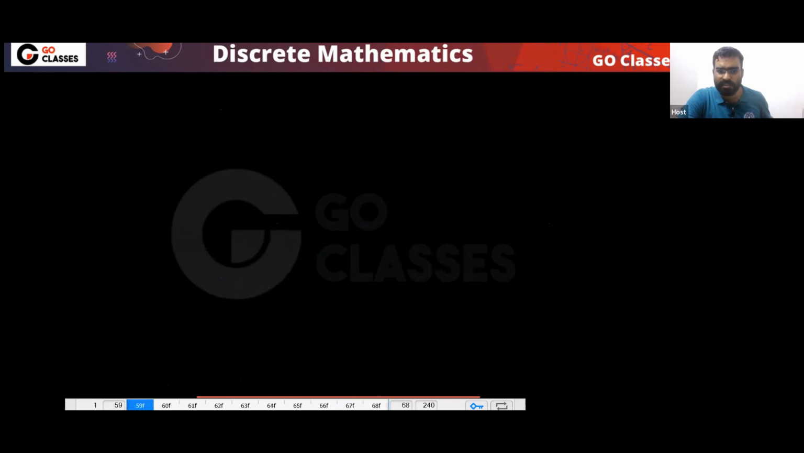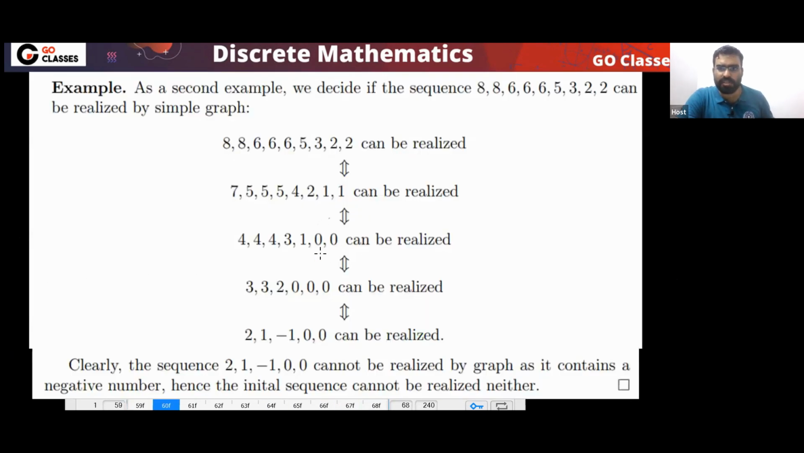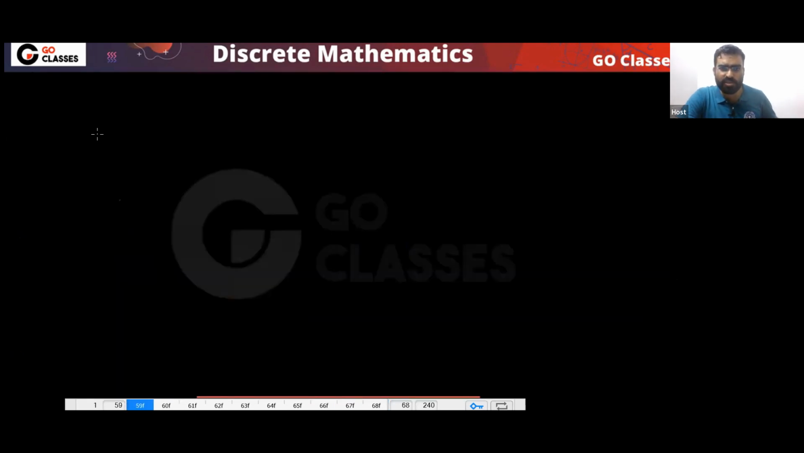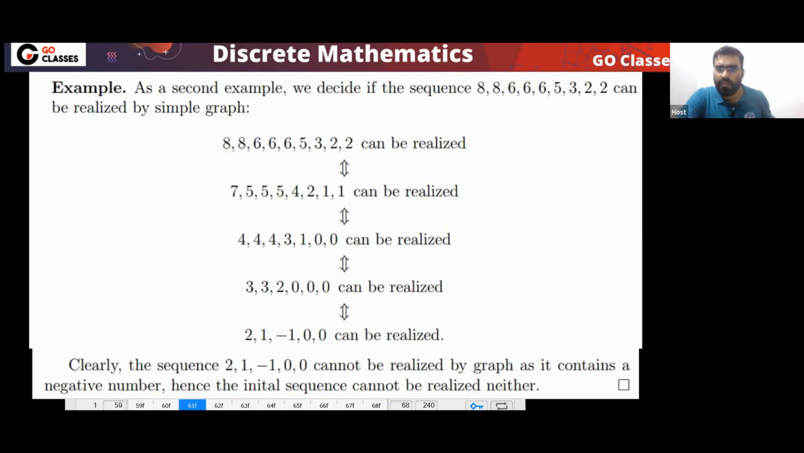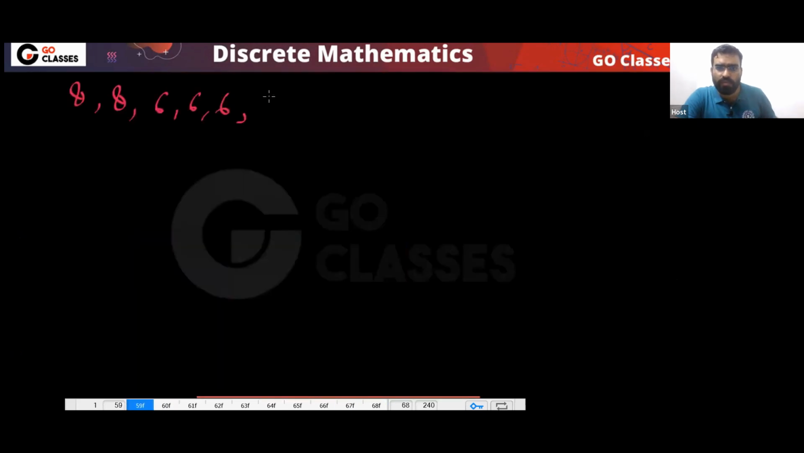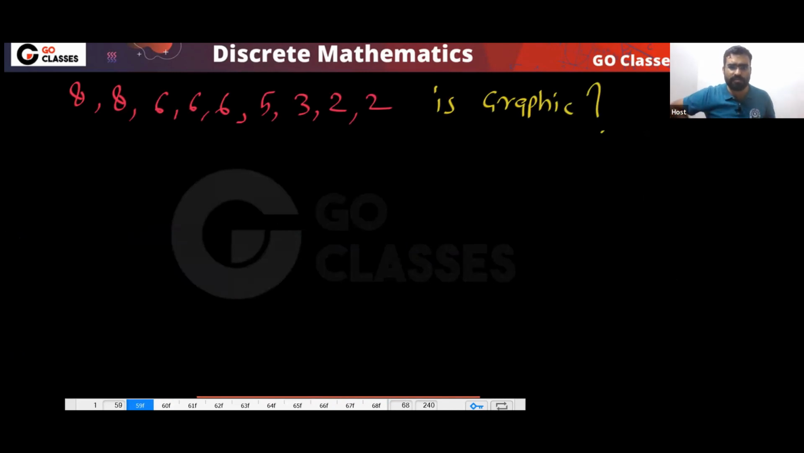Now let's see some questions. Let's see this question. Try this: 8, 8, 6, 6, 6, 5, 3, 2, 2. Is this sequence graphic? Means, can we create a simple graph from this?